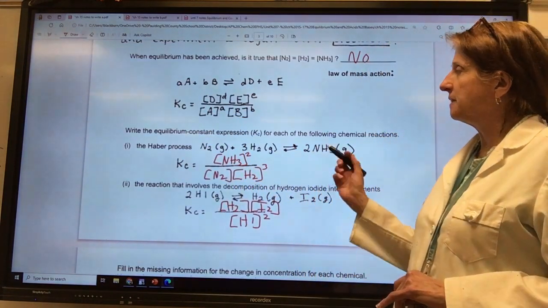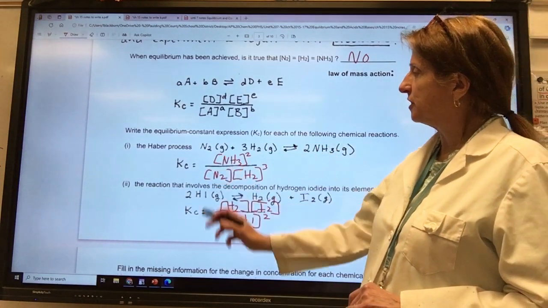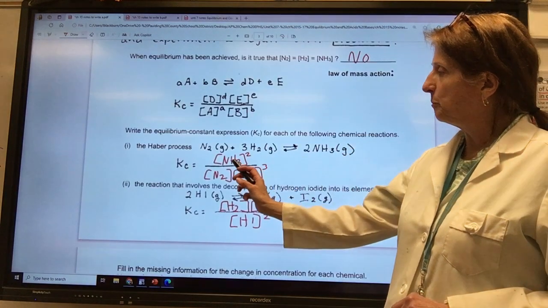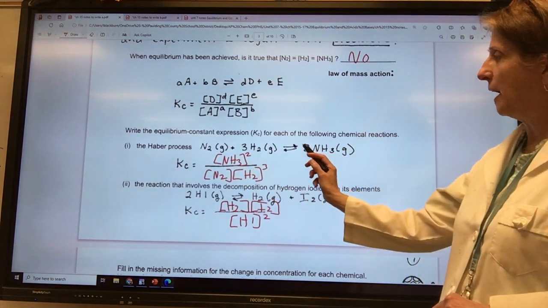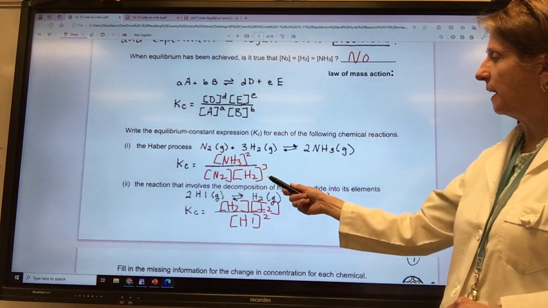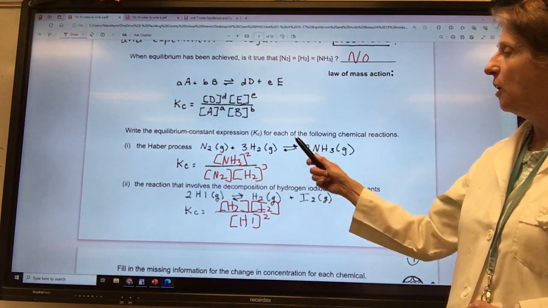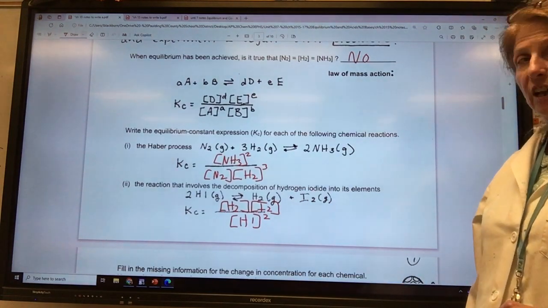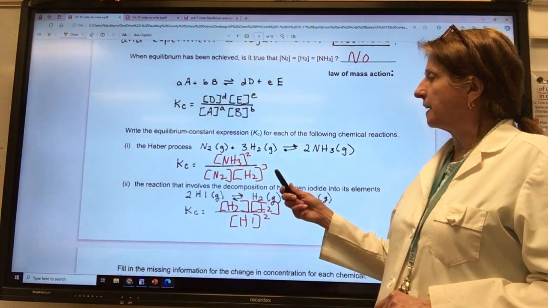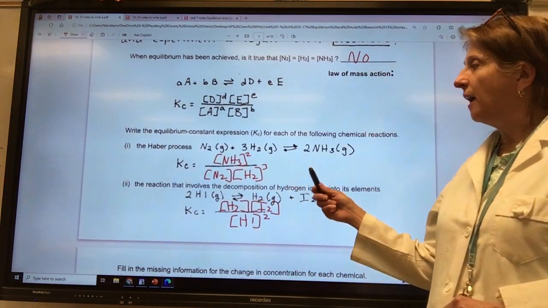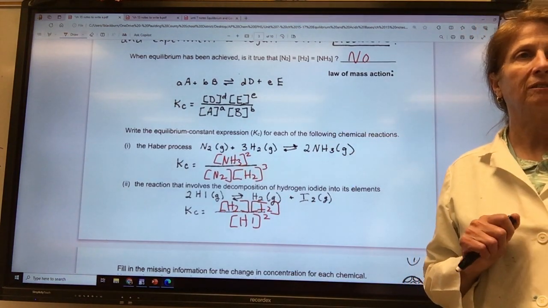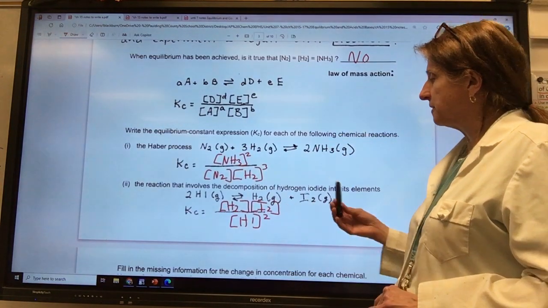Okay, so this is an example. Here's a reaction. They're all gases. You write the products in the numerator raised to the power of their coefficient. You write the concentration of the reactants in the denominator, raised to its coefficient. Sometimes they just make you write the expression, and sometimes they tell you what the concentrations are, and you have to fill them in and do the math. Y'all remember that from honors?